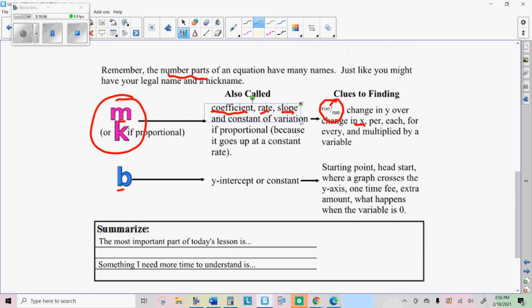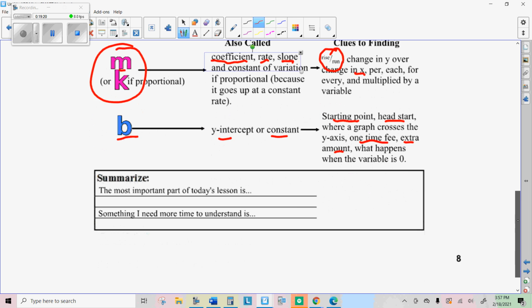Okay. The b is the y-intercept. That's where it crosses the y-axis, or the constant in the equation, which means not the number in front of the x, but how much is added on one time or subtracted. It'll be a starting point on a graph, a head start, a one-time fee, an extra amount, things like that.